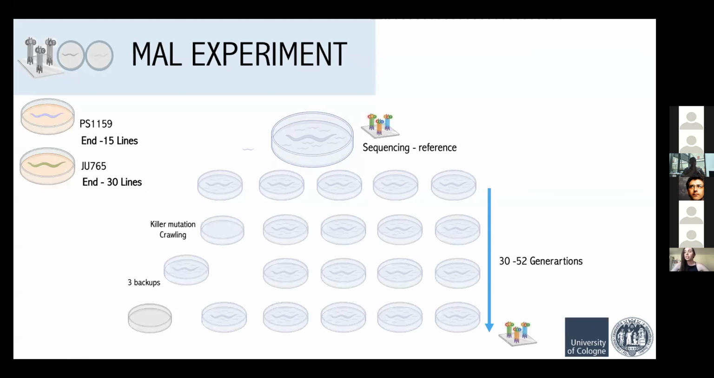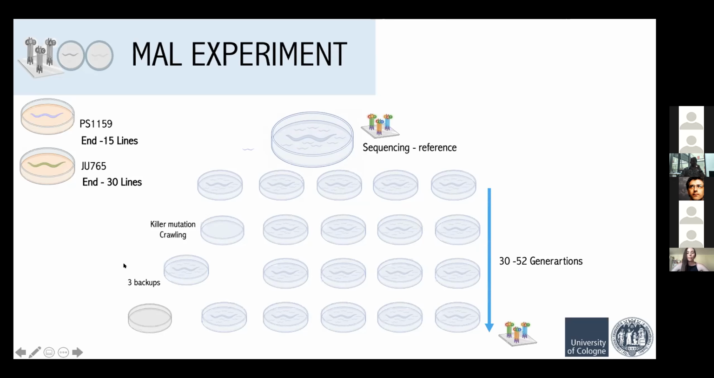Several generations are allowed to pass, and in each case, one nematode is transferred from a previous plate to a new one. The end point of the experiment is then resequenced again to compare to the reference point, so we can see how many changes occurred through time. In this case, Illumina sequencing was used, and the final lines had between 30 and 52 generations.